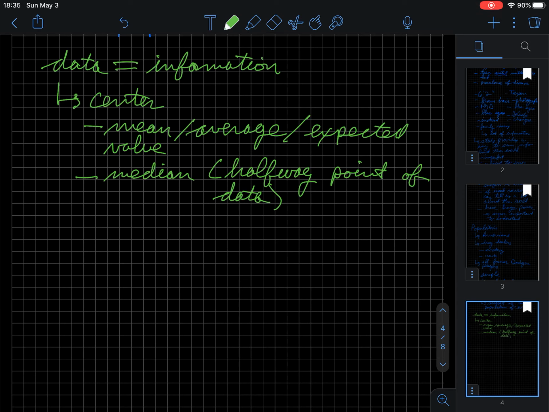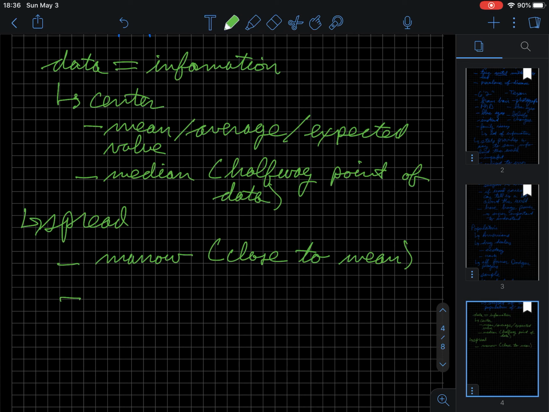And we're also interested in the spread. When we think about what spread is, the data could be narrow, so close to the mean, or they could be wide, highly spread out. Each of these things is very interesting, and we'll learn throughout the rest of this course how we go through this and why it's important to understand.